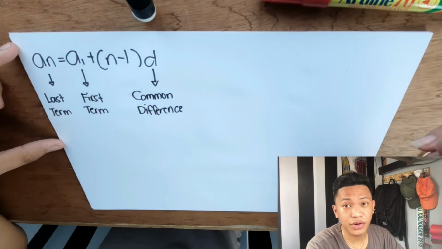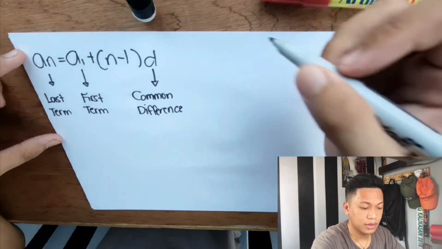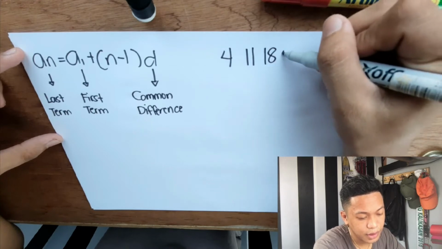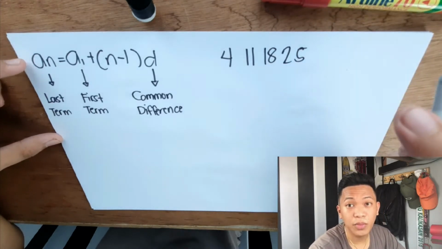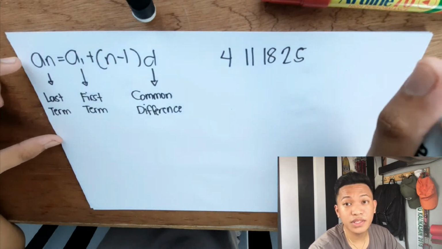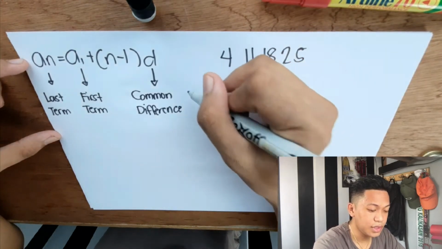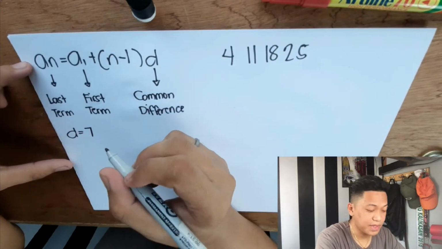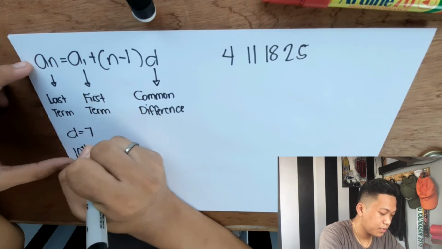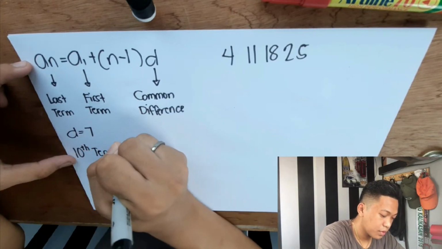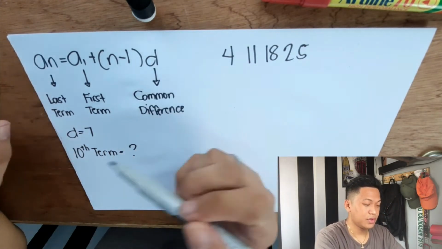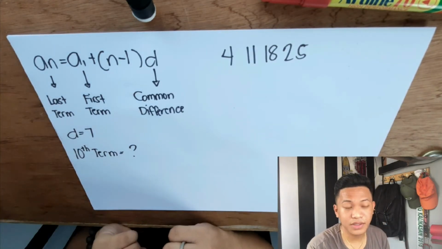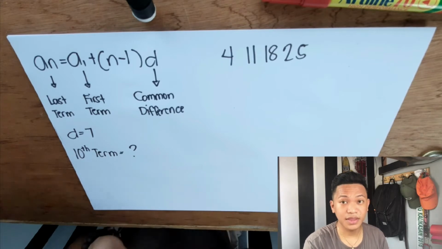To find the 10th term, we will use our given kanina, which is 4, 11, 18, and 25. And kanina, na-compute na din natin yung kanilang common difference, which is number 7. So, D is equals to 7, and ang ating hinahanap is the 10th term, which is unknown. So, to find the 10th term, we will use the formula A sub N equals to A1 plus the quantity N minus 1 times D.